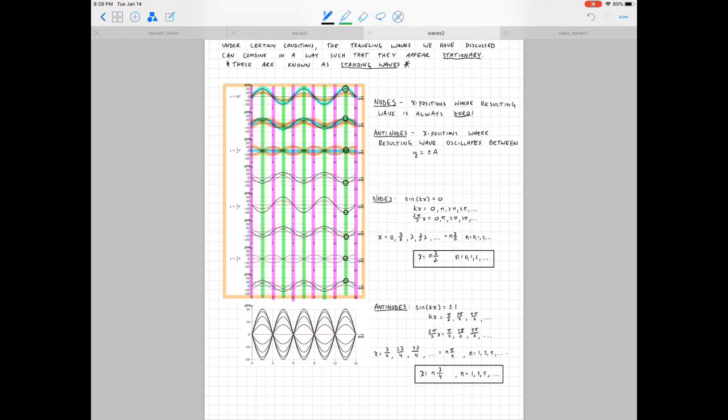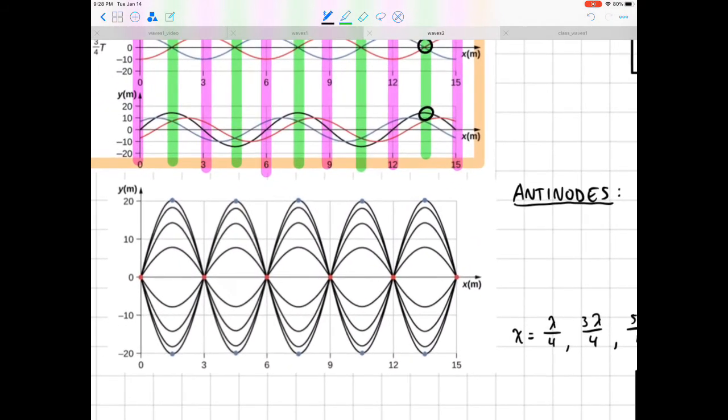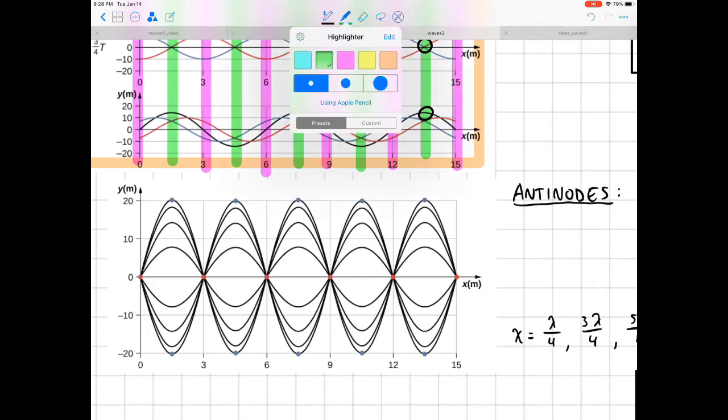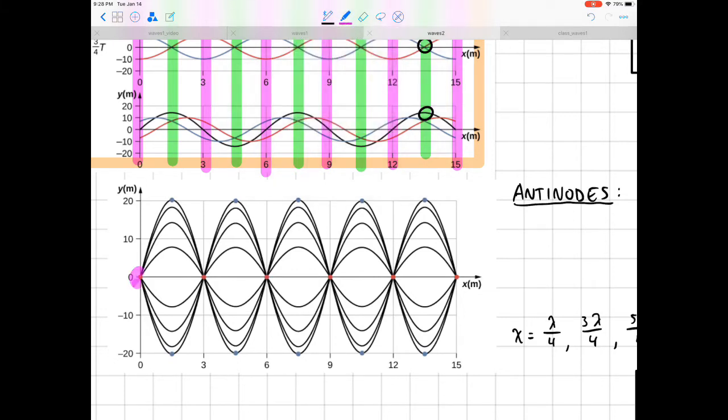So we've got nodes and antinodes, and this is what's going to give rise to the standing wave phenomena. If you look at the bottom figure here, this is essentially all of those waves sort of plotted on top of each other. And what you can see is that we've got this really nice structure here where we've got nodes, and then we have these antinodes.